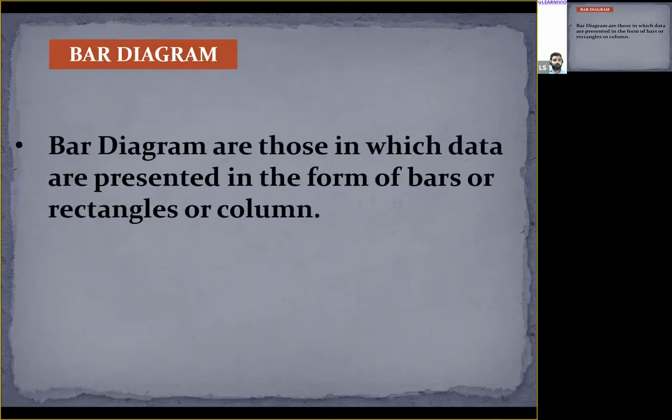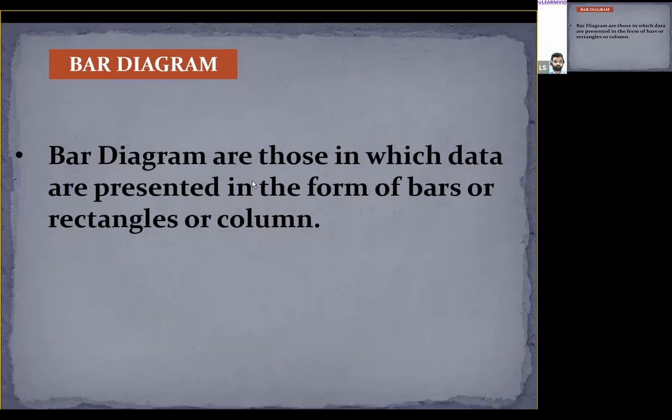Bar diagrams are those diagrams in which data are presented in the form of bars, rectangles, or columns. So when data is presented in the form of columns or rectangular bars, then such a diagrammatic representation is called a bar diagram. Let me give you an example to illustrate this.